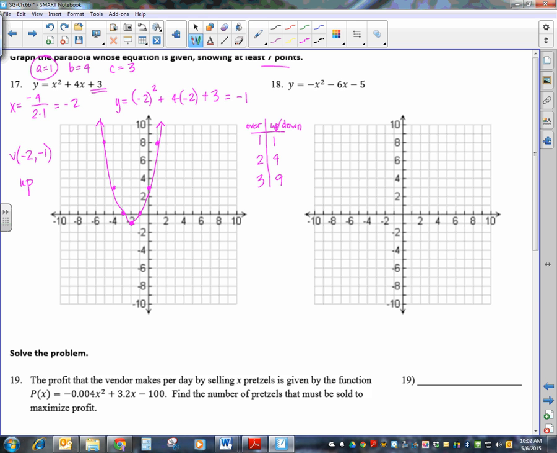All right, next one. Again, got to start off by finding your vertex. So a is -1, b is -6.